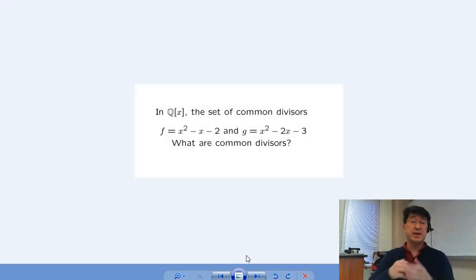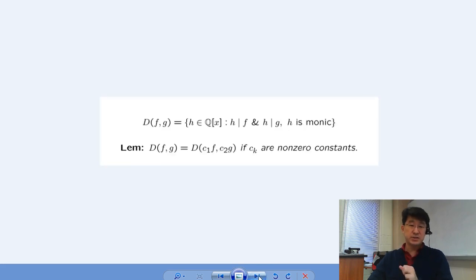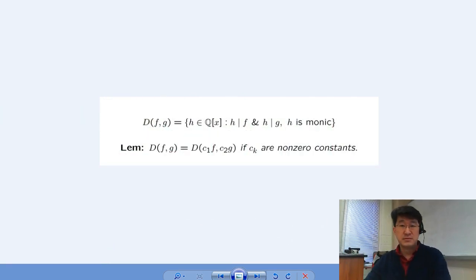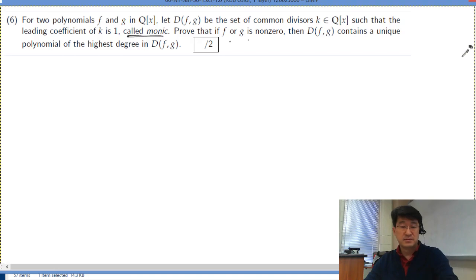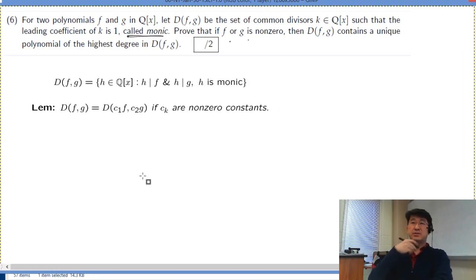All right, I already explained that. Common divisors, we only consider monic divisors. And how about this statement? How trivial is it? I think so too. I wrote it down: D of fg, all the common polynomials are monic. That is the definition written down. So you're looking at that definition.